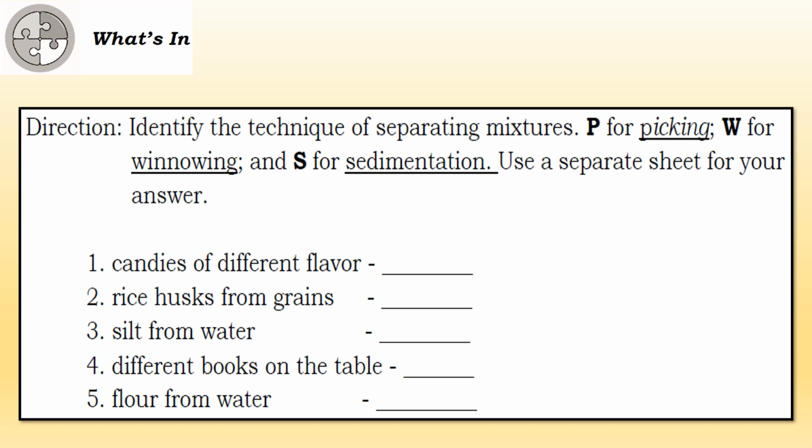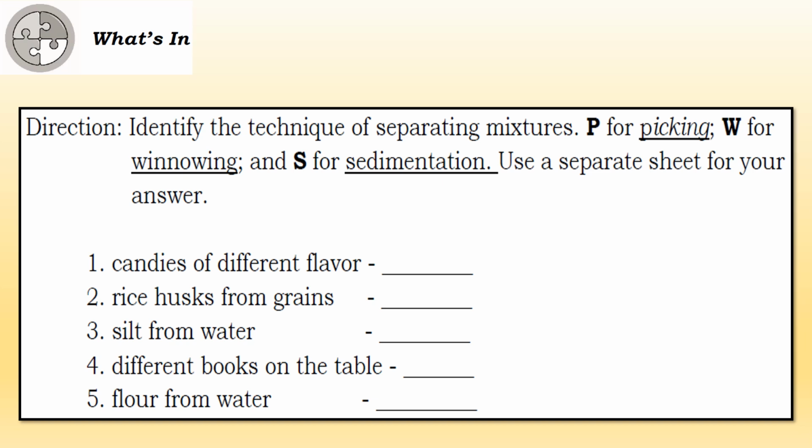P for picking, W for winnowing, and S for sedimentation. Use a separate sheet of paper for your answer. Okay, sa mga sumusunod na mga mixtures, ay titingnan natin kung ano kaya ang technique na pwedeng gamitin natin sa pagkuha natin o paghiwalay natin sa dalawa. P ang ilalagay nyo kung ang gagamitin natin ay picking, W kung ang gagamitin natin ay winnowing, at S naman kung ang gagamitin natin ay sedimentation.